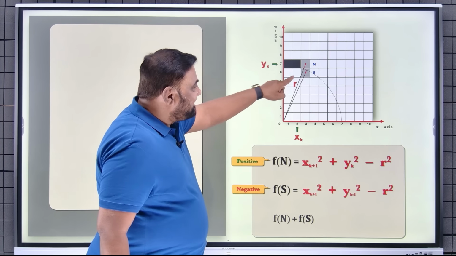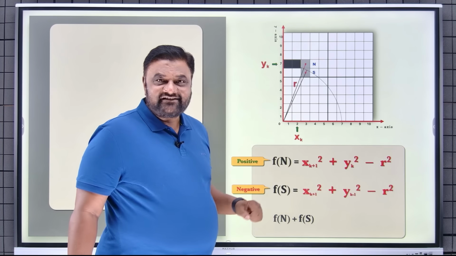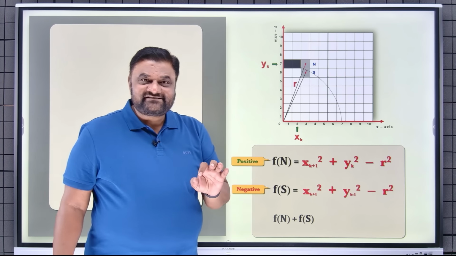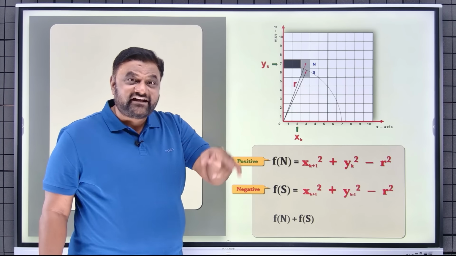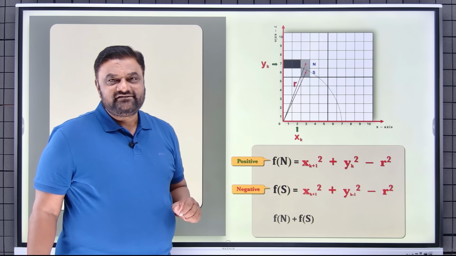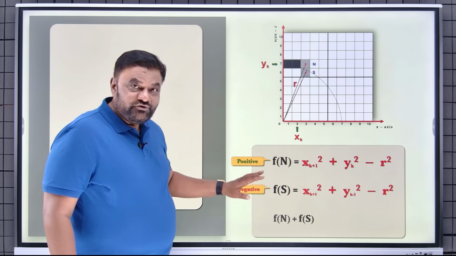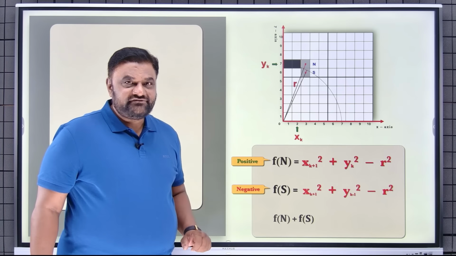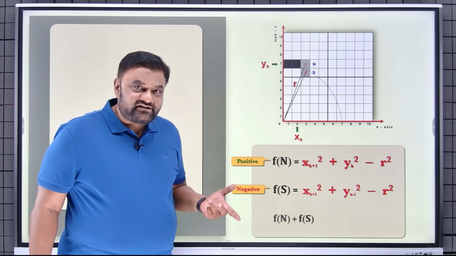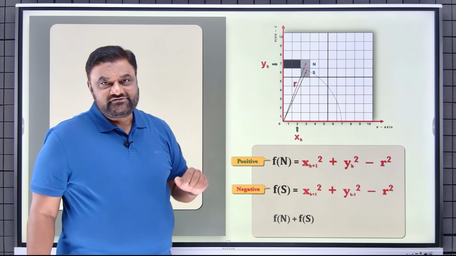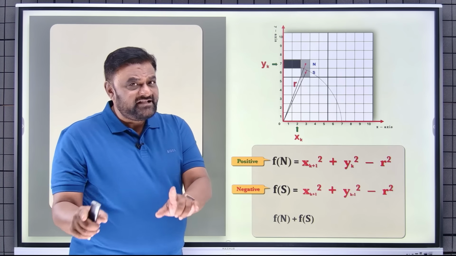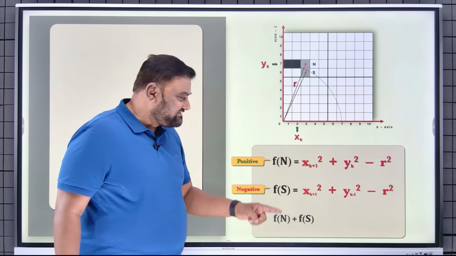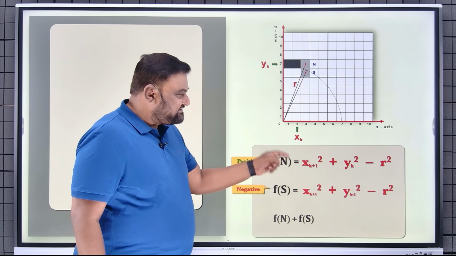It means this distance is greater. The distance of the southern point to the circumference is greater than the northern point, if you are getting a negative result out of this one. So who is closer? The northern pixel is closer. So whichever value is greater, you will get the result based on that. If you are getting negative, this is greater; positive, this is greater.